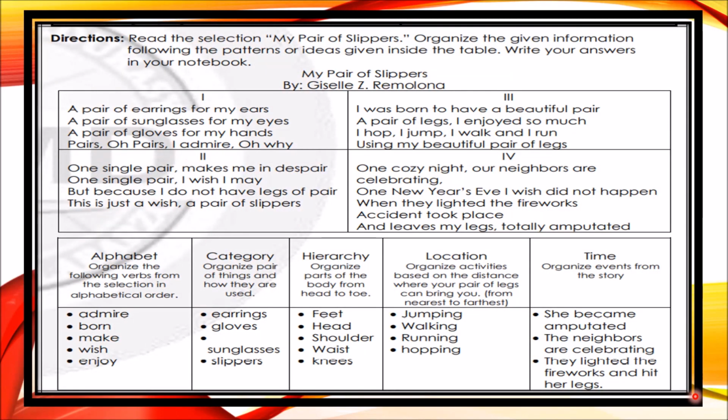Another exercise is from the selection, My Pair of Slippers. What will you do? Read the selection, My Pair of Slippers, and organize the given information, following the patterns or ideas given inside the table. So write your answer on your notebook or on your answer sheets. The title of the selection is My Pair of Slippers by Giselle Z. Remolona.